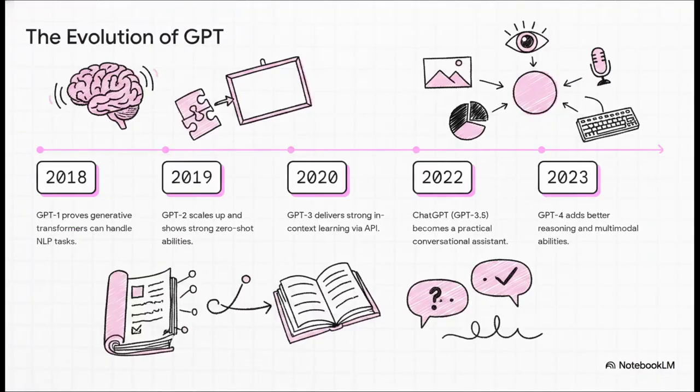The speed of this evolution has been, frankly, staggering. What started as a 117 million parameter proof of concept with GPT-1 back in 2018 scaled incredibly fast. By 2022, fine-tuning had turned these raw text generators into highly practical conversational assistants with ChatGPT. And by 2023, we saw the multimodal GPT-4.